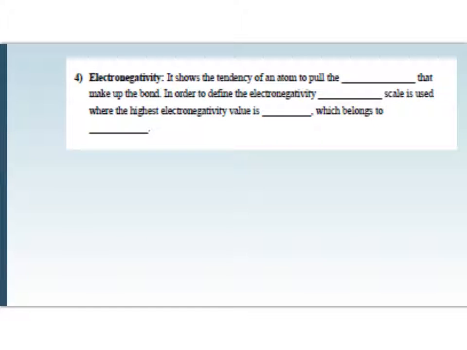Electronegativity shows the tendency of an atom to pull the electrons that make up the bond. In order to define electronegativity, the Pauling scale is used, and the highest electronegativity value is 4.0, which belongs to the fluorine atom.